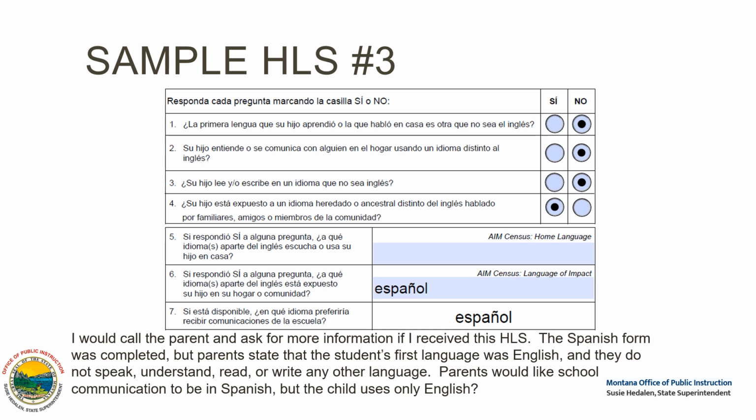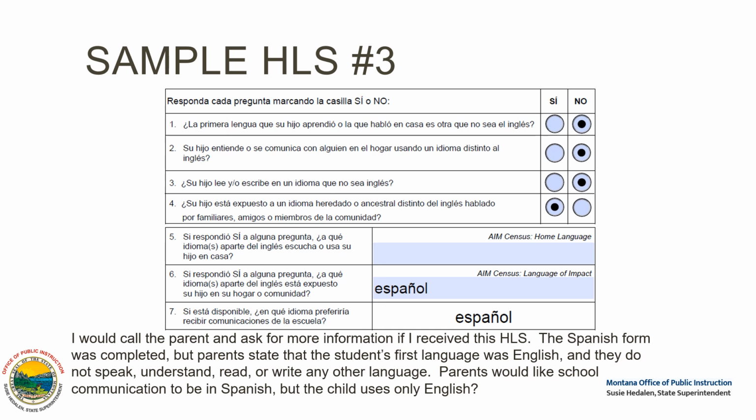I have seen that parents fill out the entire Spanish form saying their child only speaks English. This is where I would call the parent and ask for more information. The Spanish form was completed, but parents state that the student's first language was English, and they also state that the child does not speak, understand, read, or write any other language. So I would wonder, how are they communicating with parents? Parents would like communication to be in Spanish, but the child only uses English? So this is not unheard of.